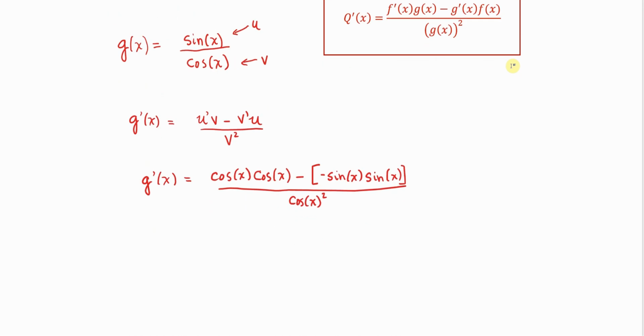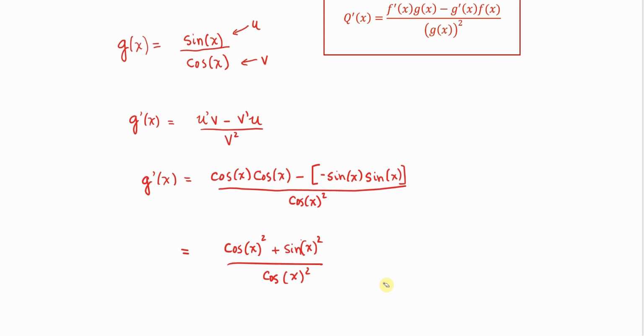And in this case, and in most cases, it is definitely worth simplifying. So in the numerator, you have cosine squared. This is minus a negative sine squared, so that's just plus sine squared. All of this over cosine squared. Cosine of x squared. Okay.